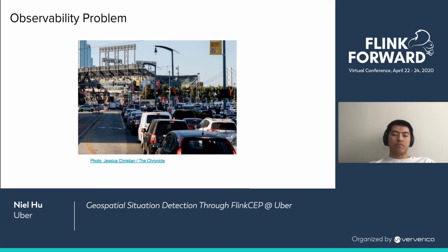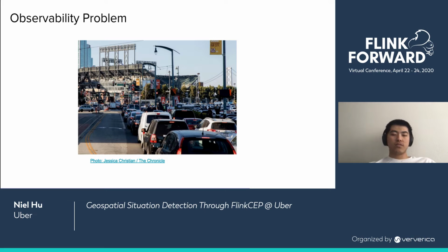Let's talk about our problem, the observability problem. Think about if you live in a city where there's a concert or a football game that is about to be over. You are trying to get home by taking a car. Obviously, it may cause some problems for local traffic. You are trying to get home at approximately the same time, from approximately the same location. It may cause a traffic jam, it may increase the wait time, and it may impact your Uber experience.